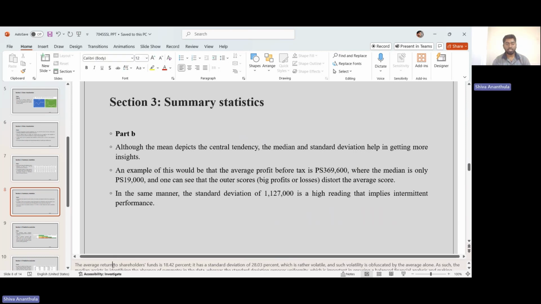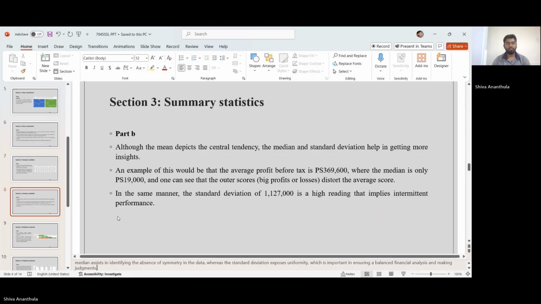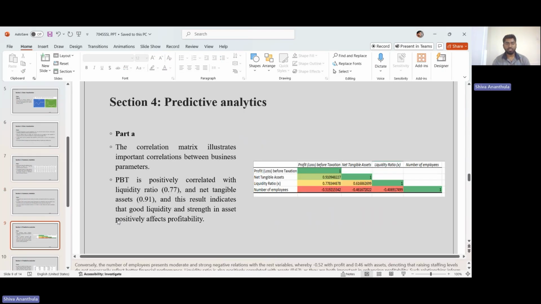The average return on shareholders' funds is 18.42%. It has a standard deviation of 28.03%, which is rather volatile, and such volatility is not reflected by the average alone. As such, the median assets identify the absence of symmetry in the data, whereas the standard deviation exposes uniformity, which is important in ensuring a balanced financial analysis and making judgments. And moving on to the next slide, predictive analysis.